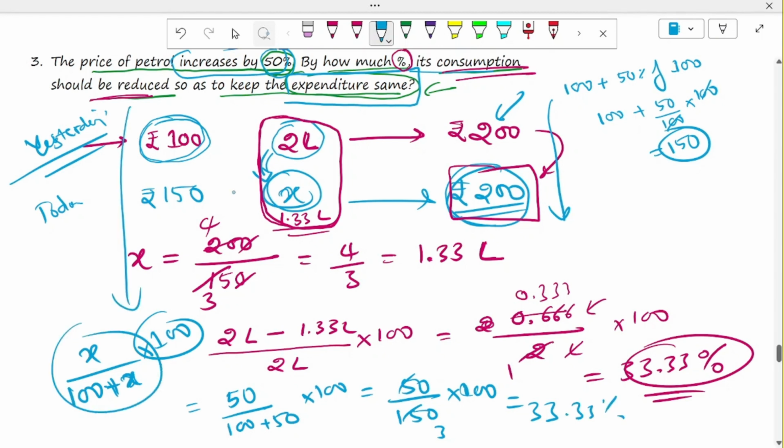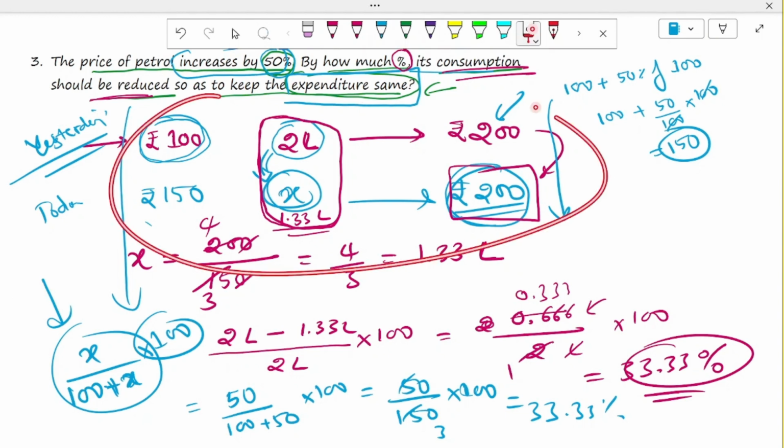In exams, you will get straightaway questions. The price of a commodity is increased by 20%. How much consumption do you need to reduce to keep the expenditure same? Straightaway questions. You can use this direct formula. I explained this part just to make sure that you understand what is happening in the question.